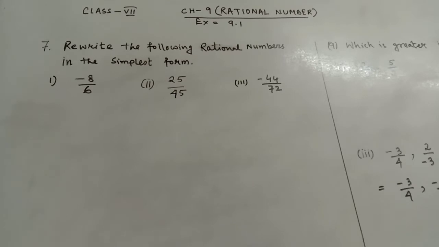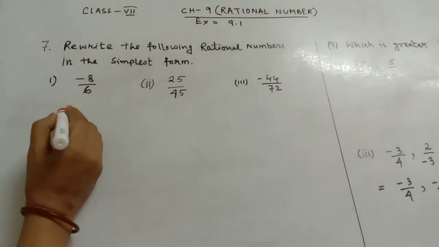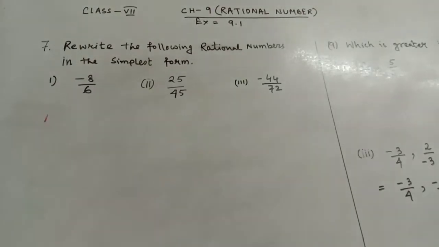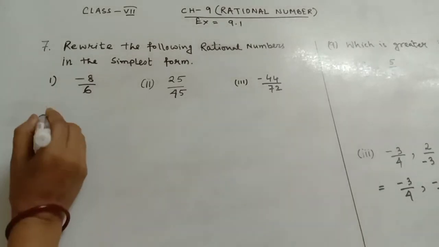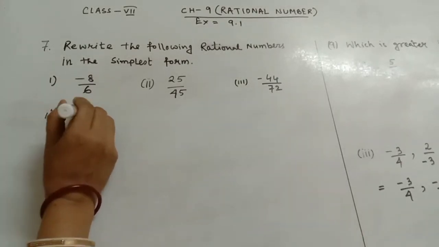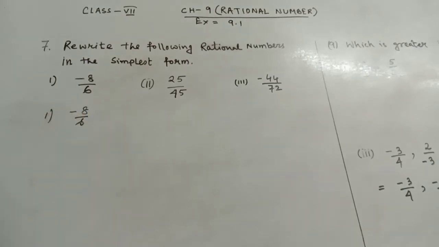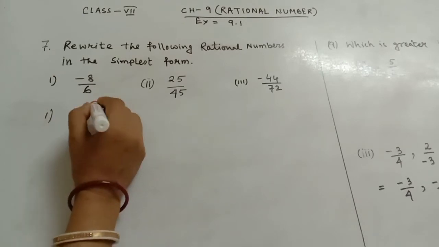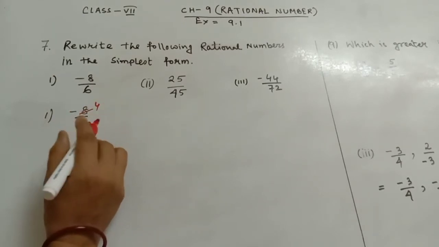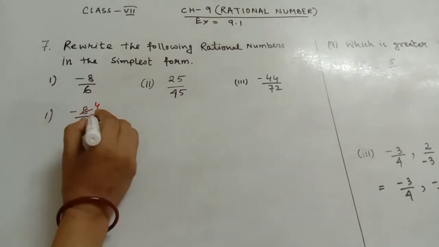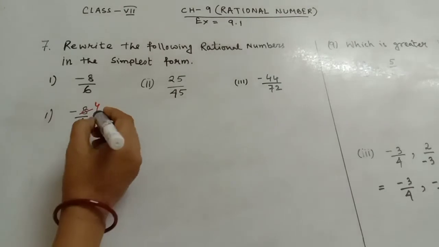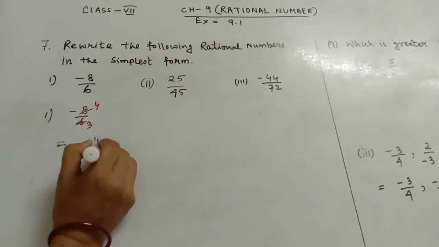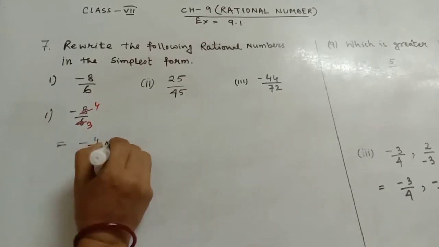So in question number 1, it is minus 8 by 6. You can see that both the numbers are even numbers, so you can cancel it by 2. It becomes minus 4 by 3. Now it is not possible to reduce again, so the number is minus 4 by 3. This is the simplest form.